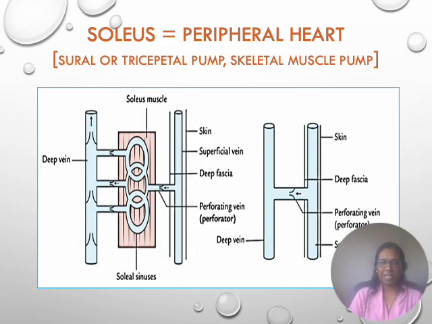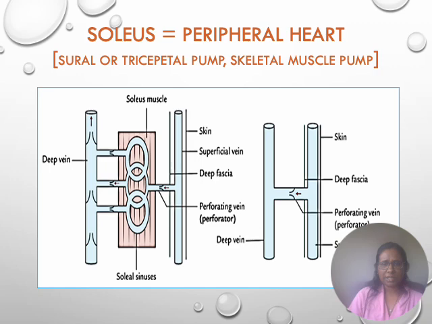As I told you in my earlier slide, it is actually the soleus, a muscle in the posterior compartment of the leg, which helps in a great deal in pumping the blood within the veins in an upward direction towards the heart. Just like our heart, which pumps blood to the entire body, the soleus does the same thing, and hence it is aptly called the peripheral heart, sural or tricipital pump, or skeletal muscle pump. One more thing I would like to talk about regarding the soleus: have a look at the picture, the first diagram.